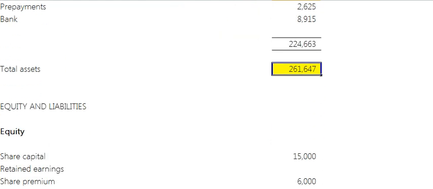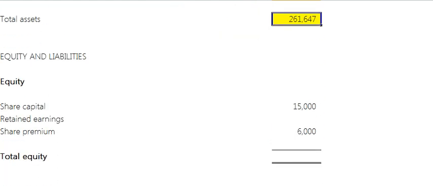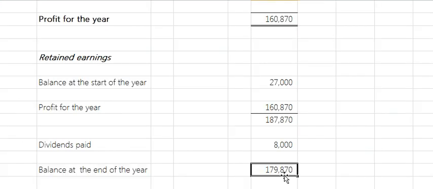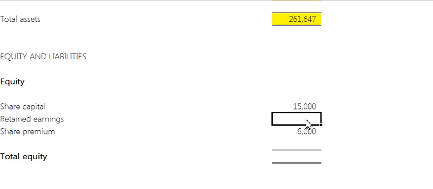Okay. Let's move down to equity. So these two are already there. Retained earnings, really simple. Once you've done the income statement, this is the figure. Remember I said in the earlier video, 179870 goes straight into the balance sheet. Add that up, 200,870, done.